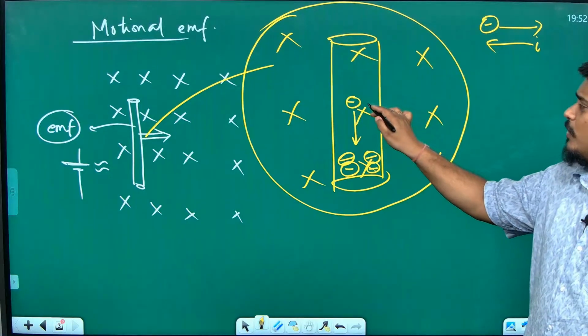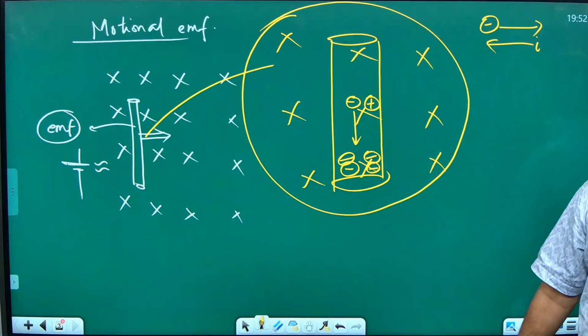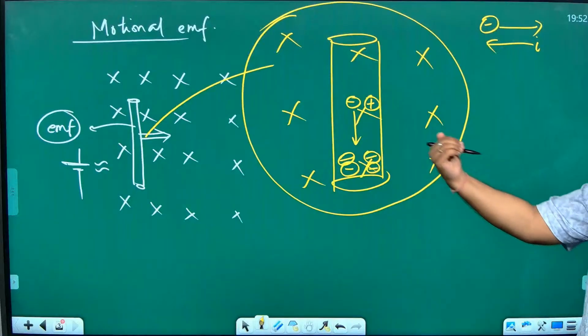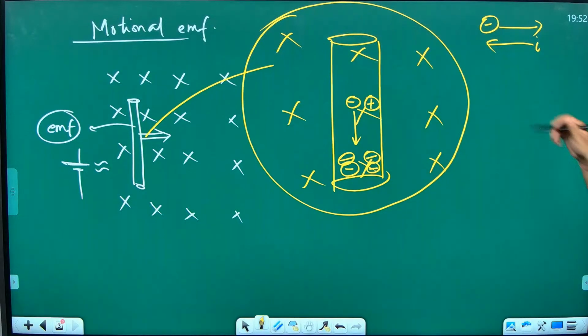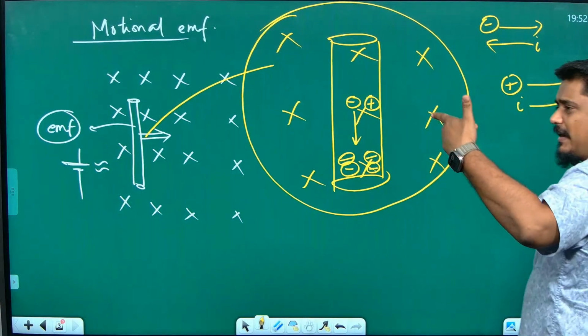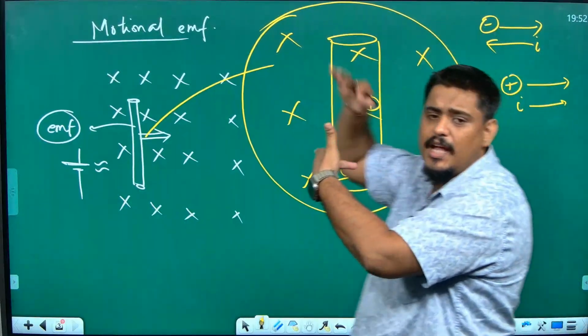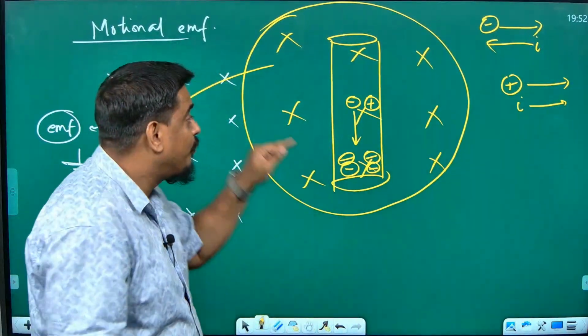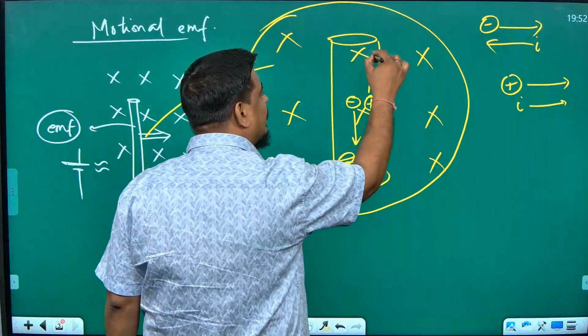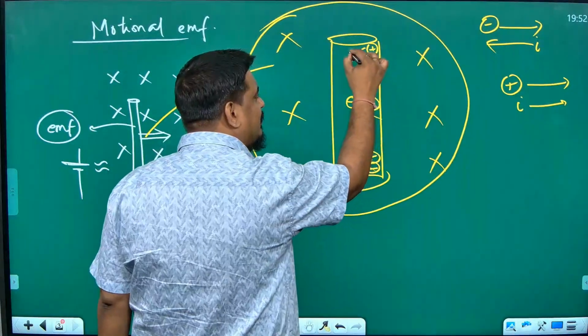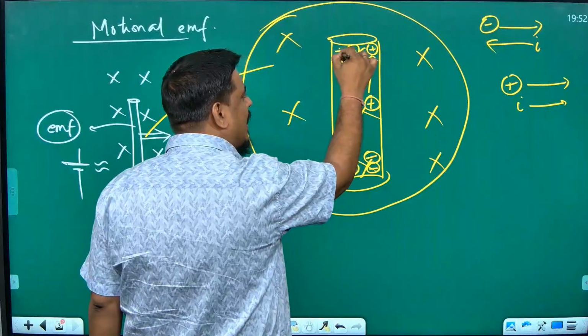What happens to a positive charge? Positive charge movement creates current in the same direction. If a proton moves like this, current will come in the same direction. So now put the left hand rule, magnetic field into the plane, current towards right, force acting in the upward direction. So positive charges will be deflected upwards. Do you agree with me?